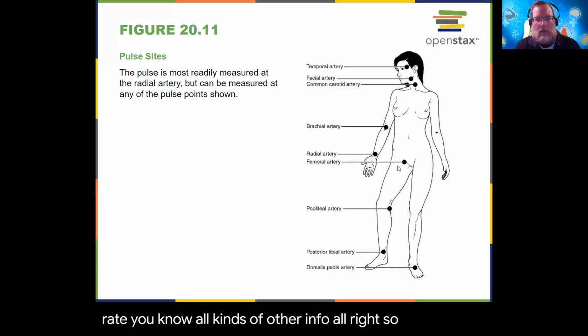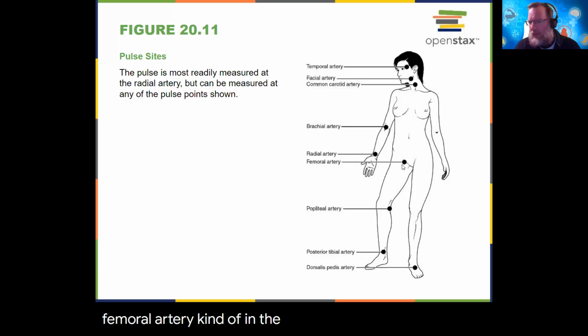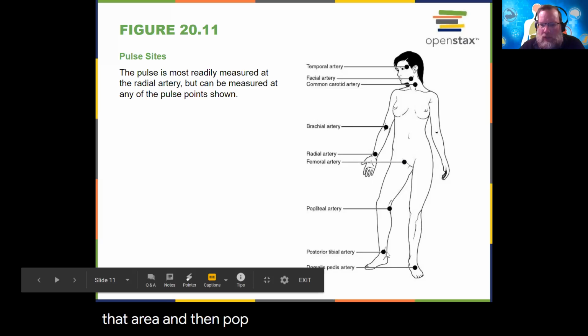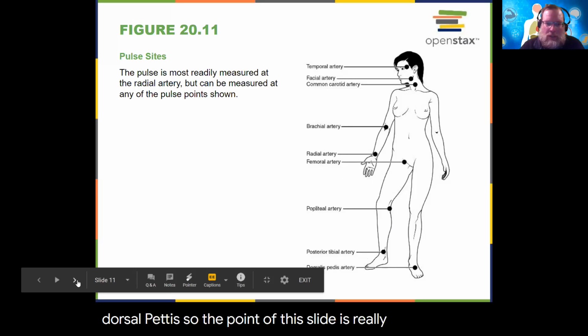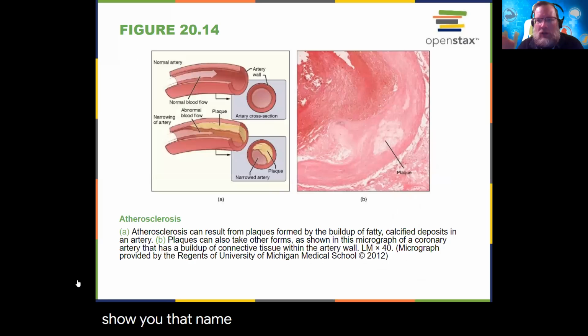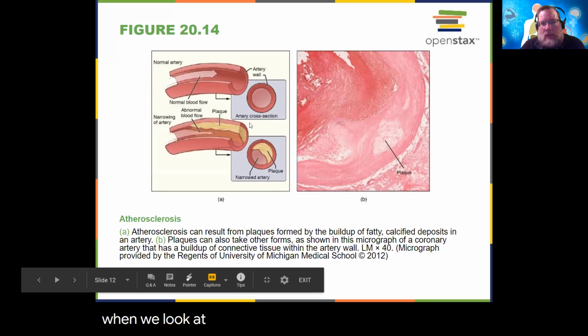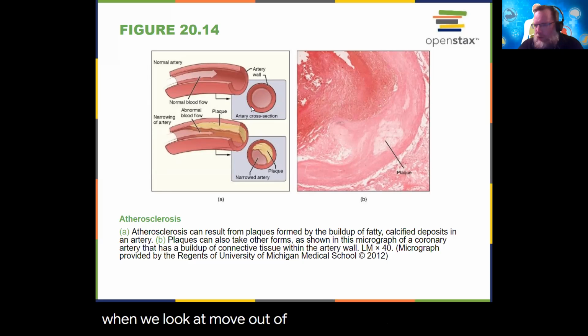All right. So anyway, femoral artery, kind of in the groin area. This is maybe a little too proximal, but the femoral artery does begin right around that area, and then popliteal behind the knee, posterior tibial, dorsalis pedis. So the point of this slide is really just to introduce you to the names of our arteries.